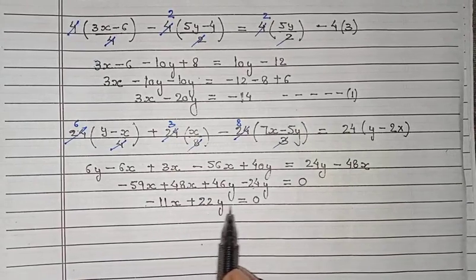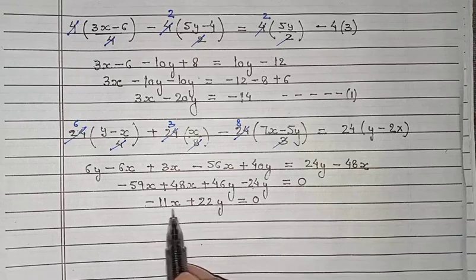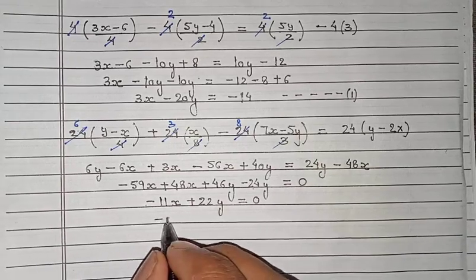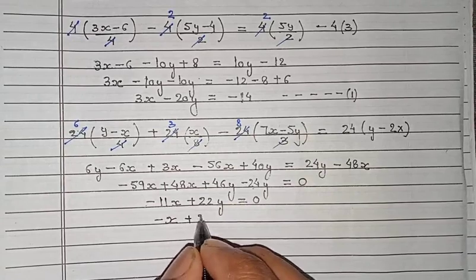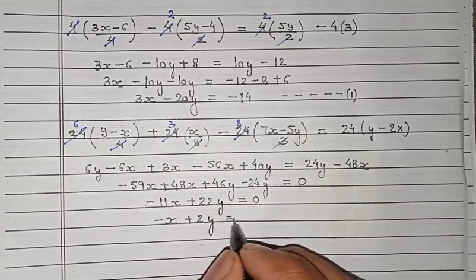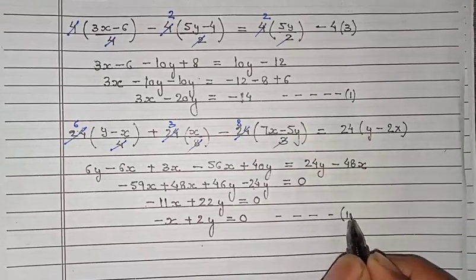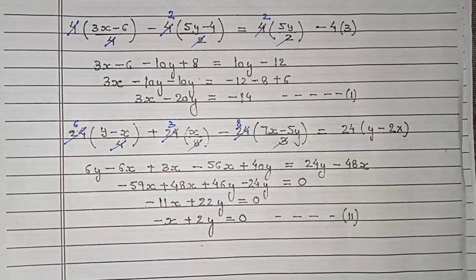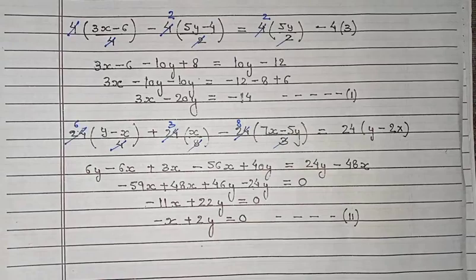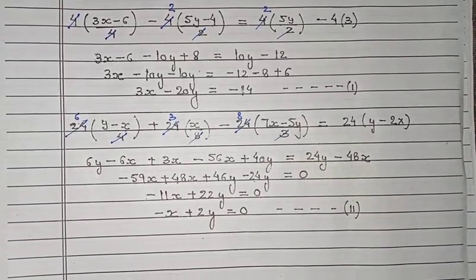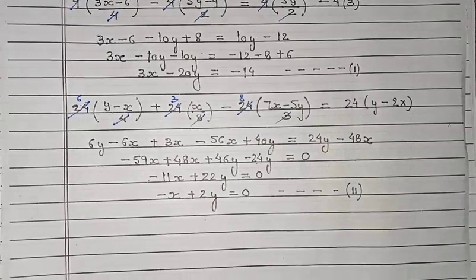Now this whole equation can be reduced by 11. So if you reduce it, minus x plus 2y is equal to 0. This is the second equation. So here we have got the two equations given to us. They were in the fraction form, we have converted them into the integer form. So let us solve equation number 1 and 2 simultaneously.